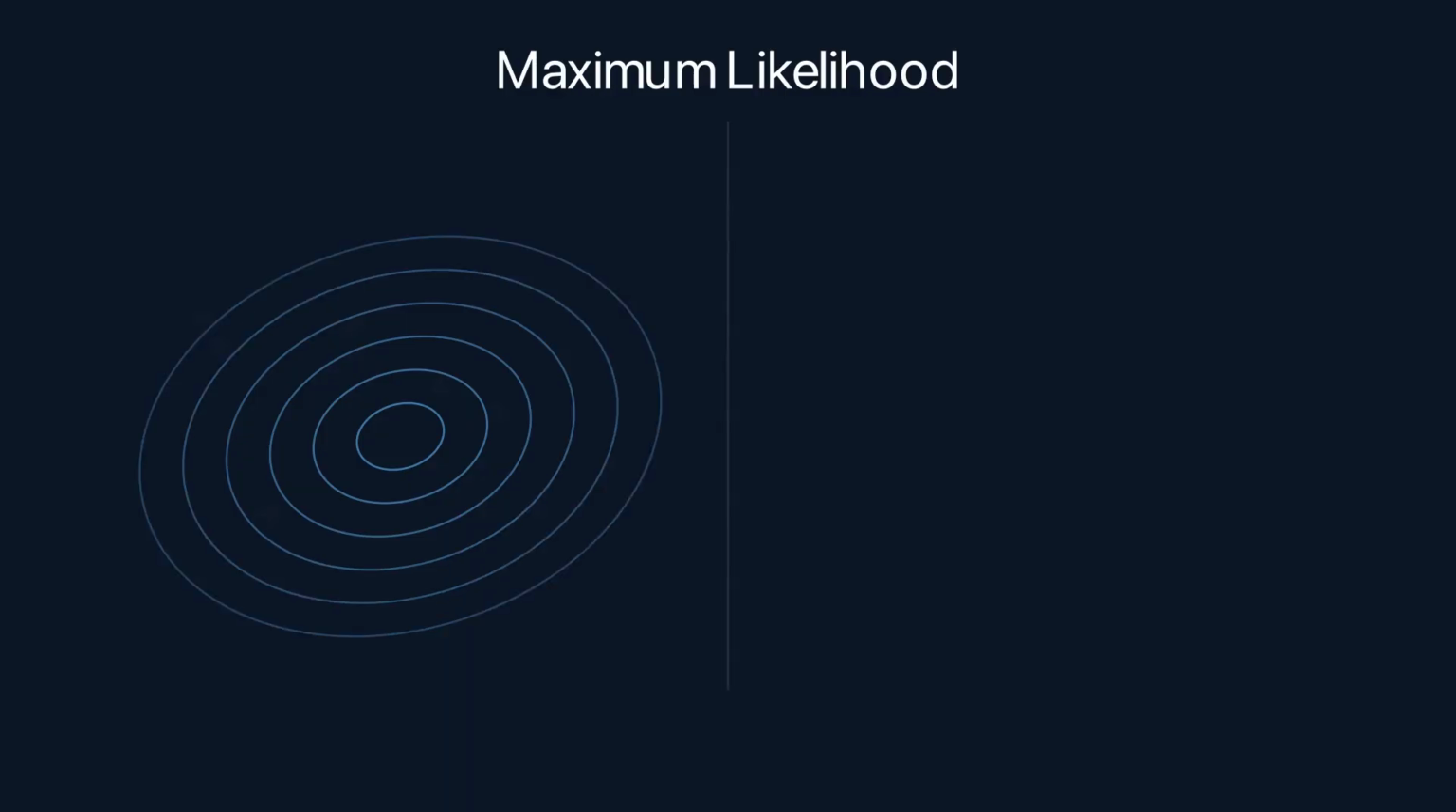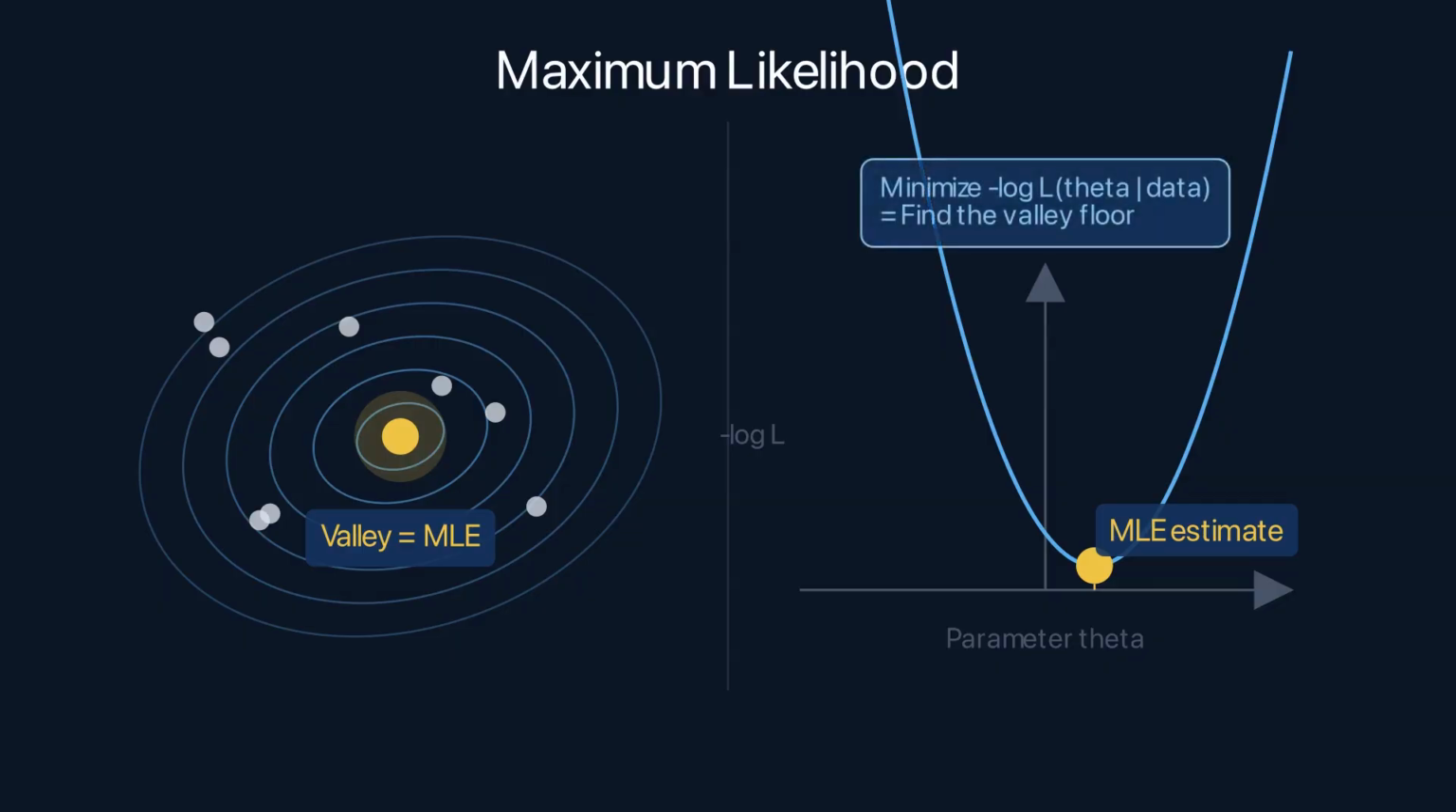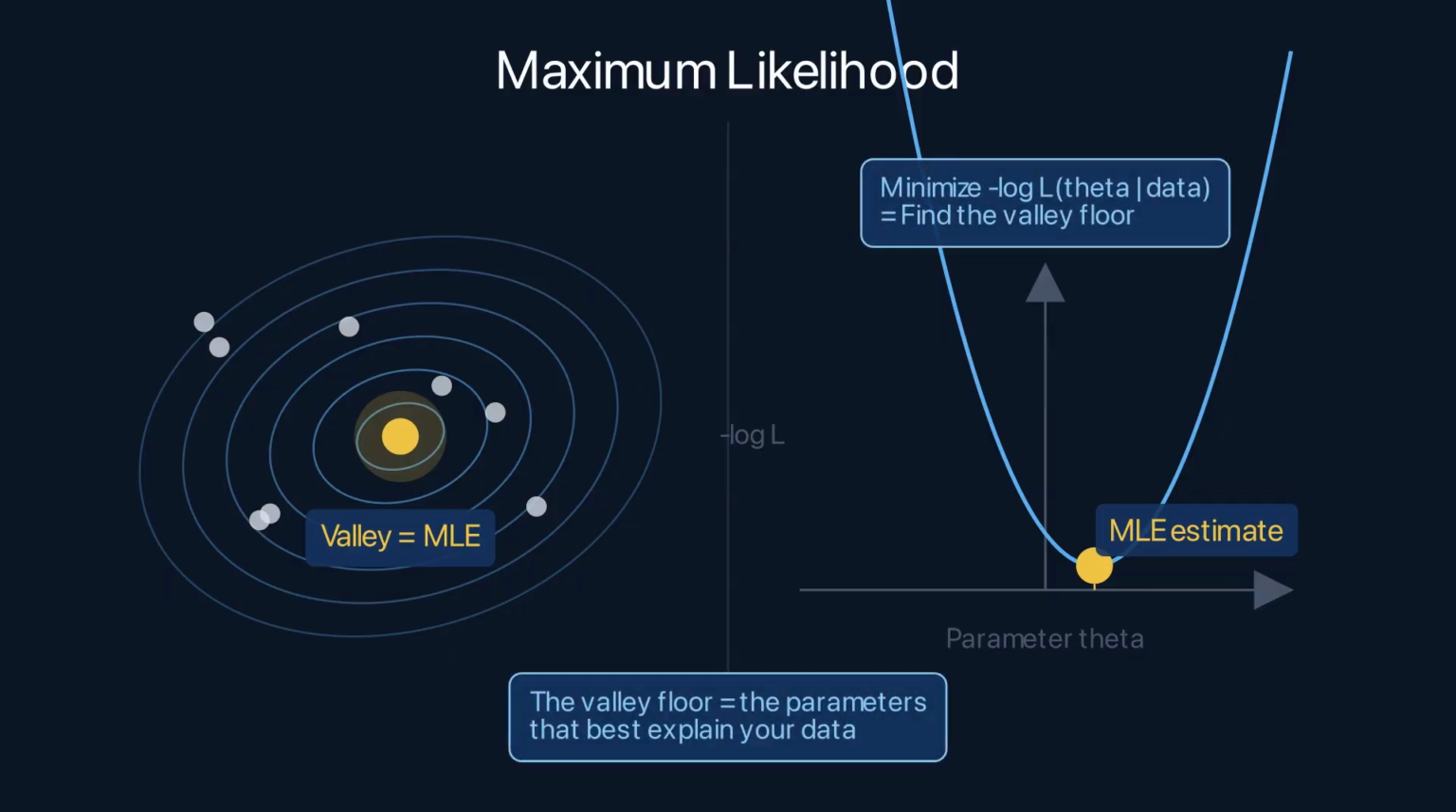Maximum likelihood asks, what parameter values make my observed data most probable? The loss function is the negative log likelihood. Minimizing it is the same as maximizing the probability of the data. For a normal distribution, ML gives you the sample mean and variance. For logistic regression, ML gives you the coefficients. The valley is always defined by your data and your model.